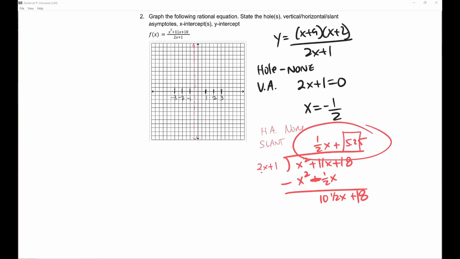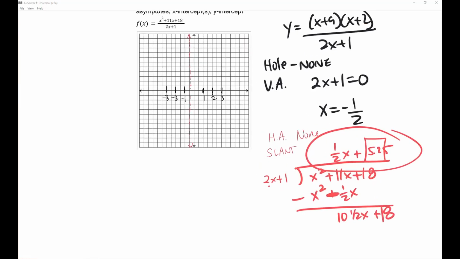Okay, so if we go up 5, 1, 2, 3, 4, 5. 1, 2, 3, 4, 5. And a quarter like right here. You go up 1 over 2, up 1 over 2, something like that. It'll be like right here. So this will be your slant asymptote right here. Or is it negative? That's positive, right? Okay. Yeah. This is right. Is it a minus 5.25?